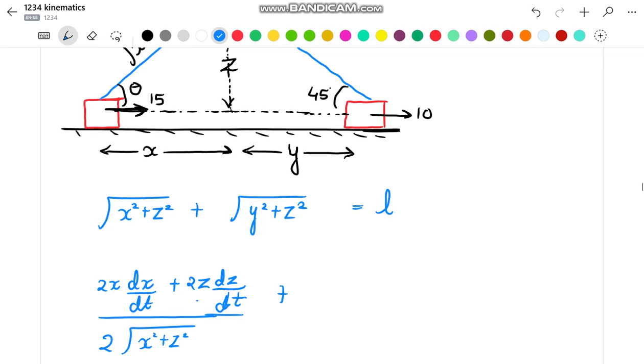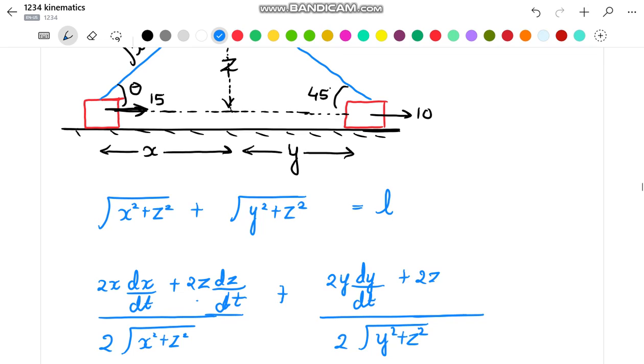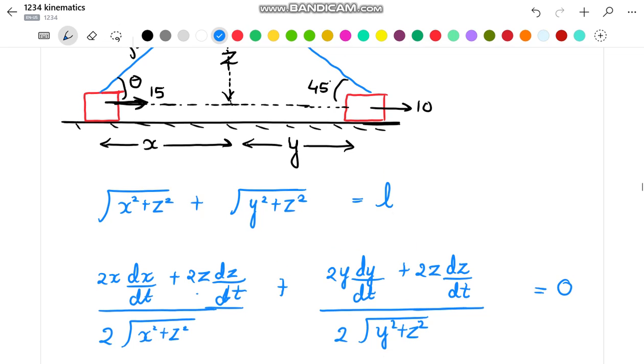Similarly, on differentiating the second portion, we can write 2y dy by dt plus 2z dz by dt, which is equal to 0 since the length of the string will remain constant.